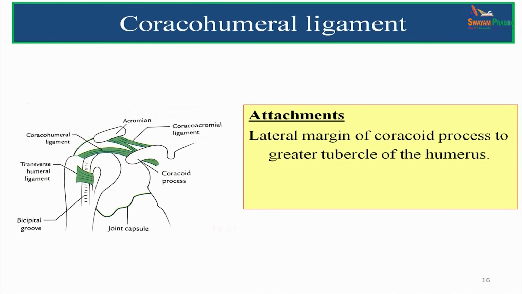Coracohumeral ligament. It is attached to the lateral margin of the coracoid process to the greater tubercle of the humerus. So, that is the coracohumeral ligament.